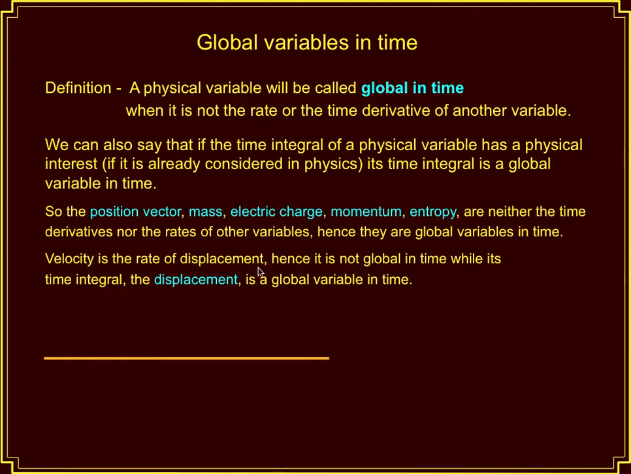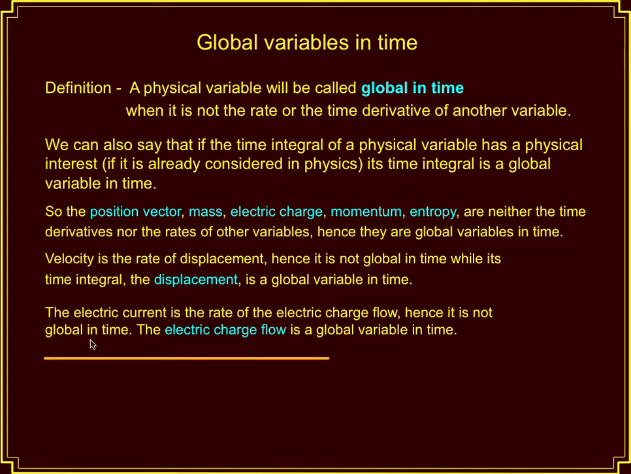Velocity is the rate of displacement, as we have already stated. Hence, it is not a global variable. On the contrary, the displacement is a global variable. The electric current is the rate of electric charge flow. Hence, it is not global in time. The electric charge flow is a global variable in time.